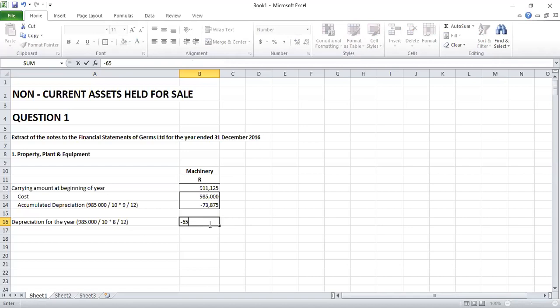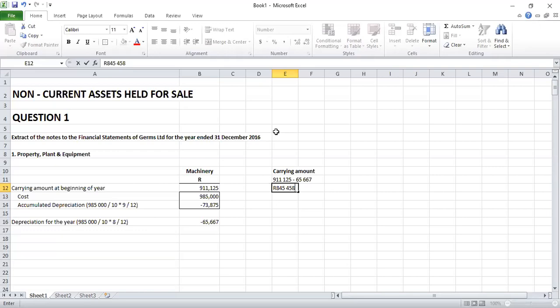65,667? Yes. Right. Then we have to test for impairment. Our carrying amount is 911,125 minus 65,667. What do you get? Sorry, minus 925. I get 845,458. Yes, 845,458.